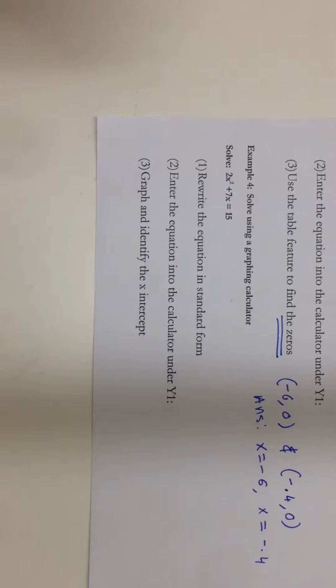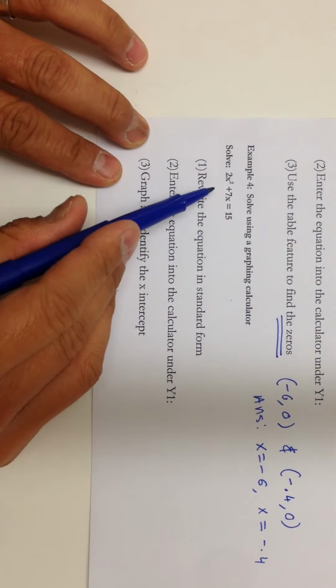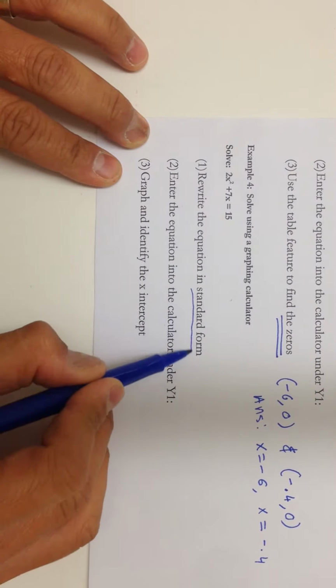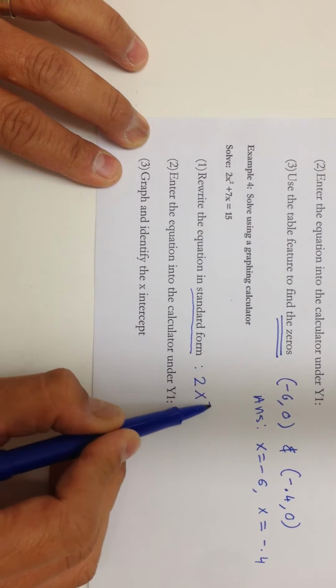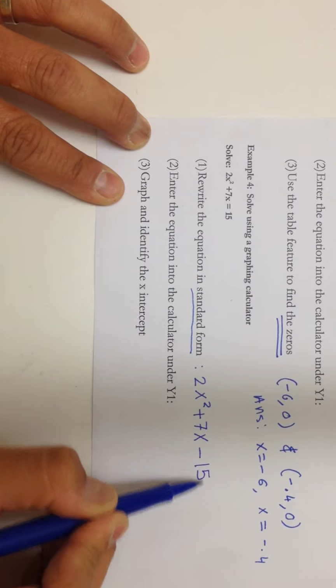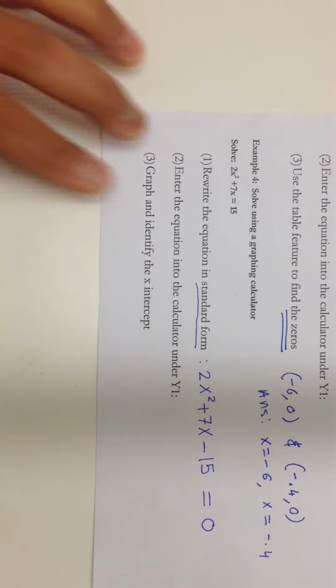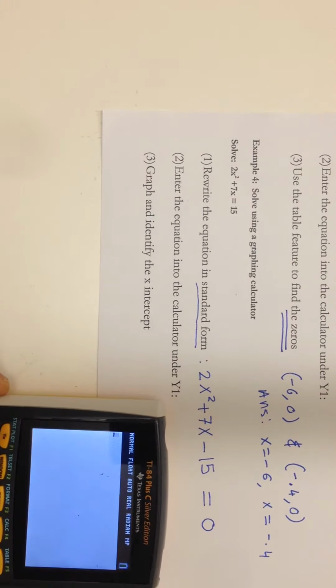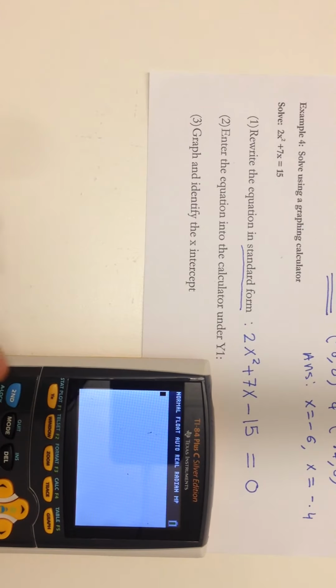using the graphical method. First, we have to rewrite this in standard form. Again, standard form means that the equation must be set equal to 0, so I subtract 15 on both sides. I'm going to go ahead and type the equation into my y1. So once again, you would go to y equals, clear what you have there using the clear button, and then type in 2x squared plus 7x minus 15.